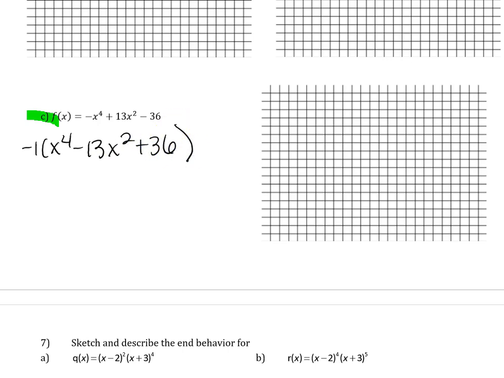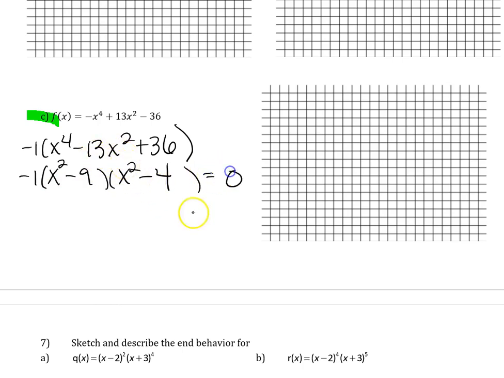Okay, so I'm looking for factors of 36 that add to negative 13. That would be 9 and 4, so negative 9, negative 4. Now when you factor this, it's not going to be x times x because that would give you an x squared. You want x to the fourth. So we'll do x squared times x squared, minus 9, minus 4, because then my inner and outer terms would sum to a negative 13x squared.